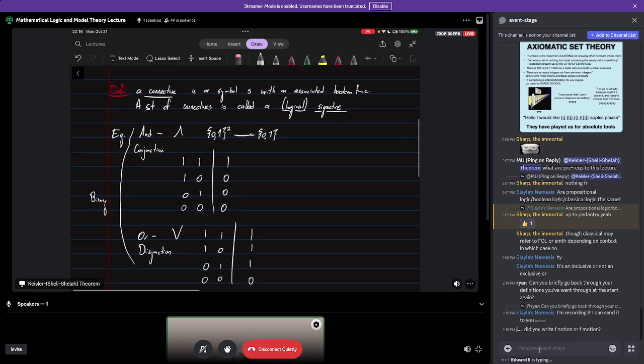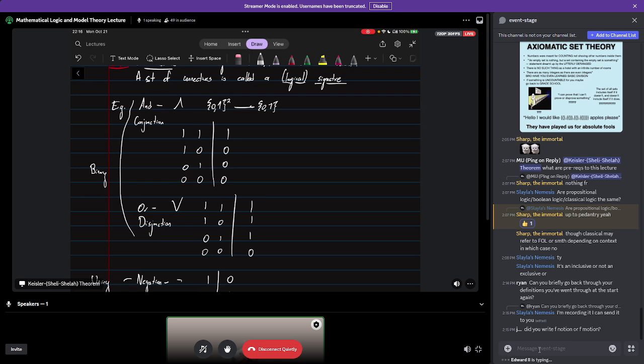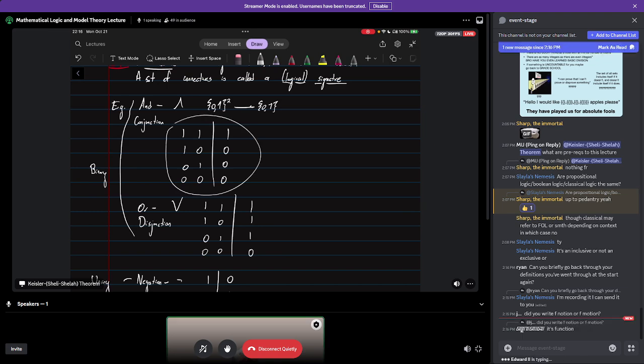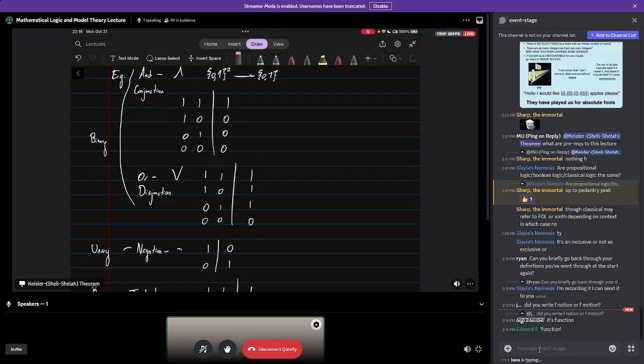A signature is a set of connectives. Here we have conjunction, which is a binary Boolean function. It takes two inputs, and then we defined what the output is. These are the inputs, and this is the output.